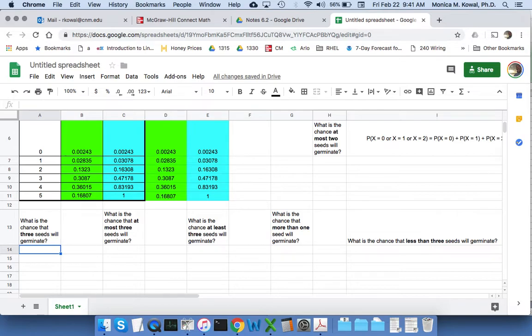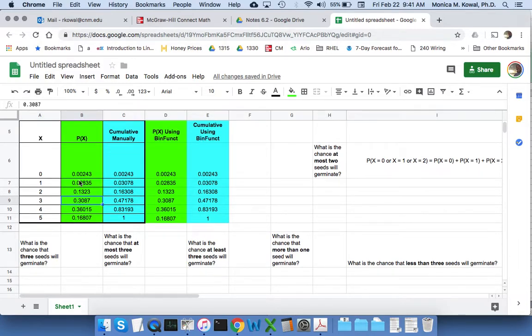All right, what is the chance that 3 seeds will germinate? So notice it doesn't give you at most, at least, or anything. What's the chance that 3 seeds will germinate? Well, that's the answer right there, 0.3087, for that column of discrete probabilities. But let's say we weren't given that. So all we have is the chance of success, the number of trials, and that's it. And then it gives us this question. What's the chance that 3 seeds will germinate?